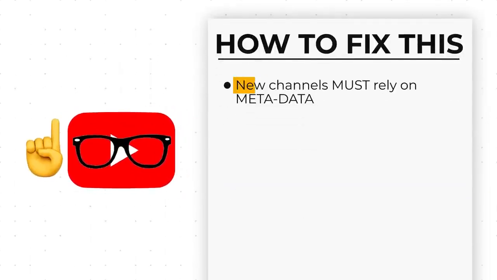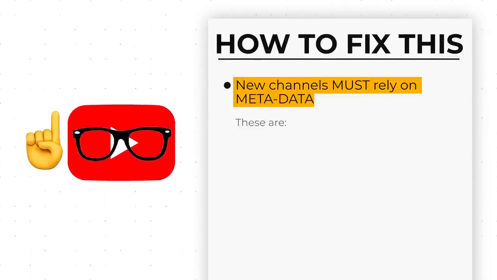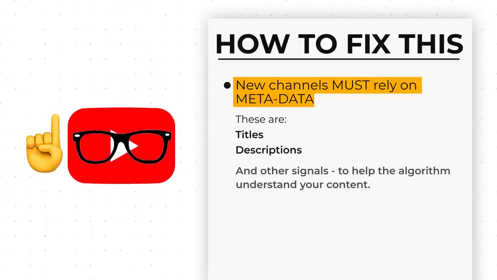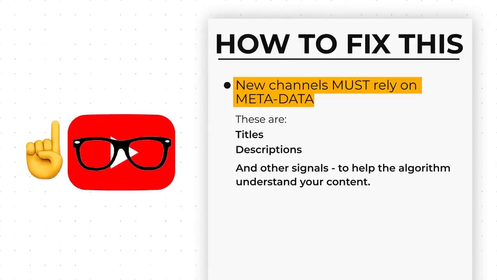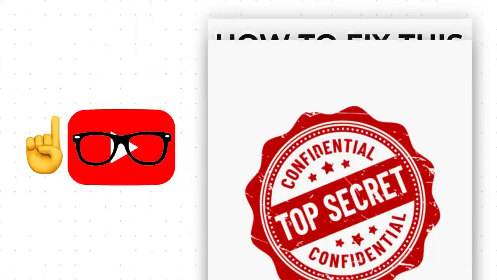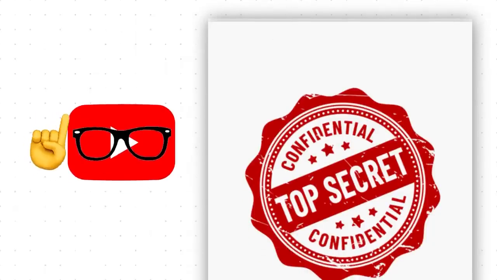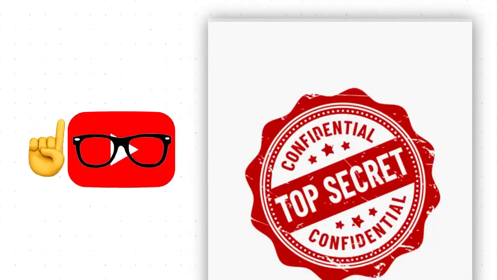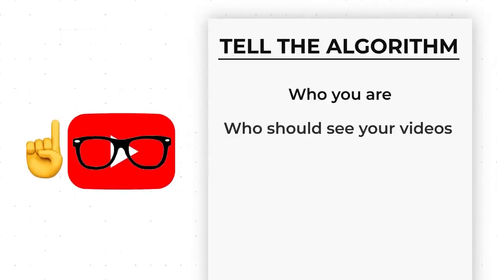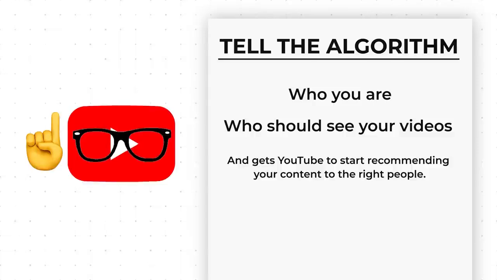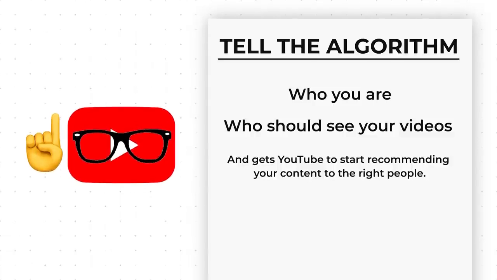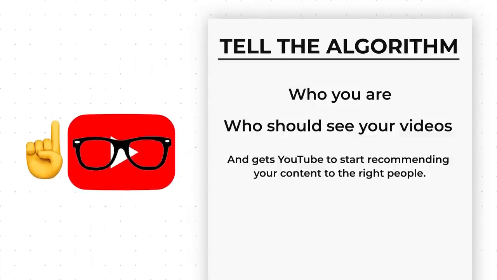According to YouTube, new channels must rely on metadata, your titles, descriptions, and other signals to help the algorithm understand your content. But there are 3 secret settings that most creators never touch that literally teach the algorithm who you are, who should see your videos, and get YouTube to start recommending your content to the right people. I'm about to walk you through each one.